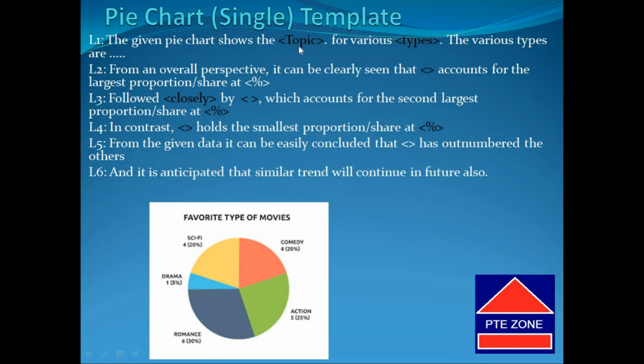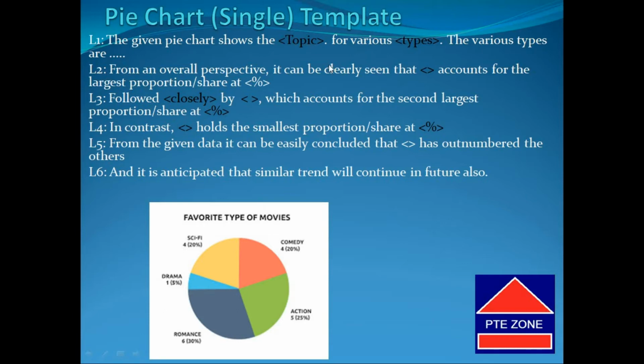The given pie chart shows the topic. So the topic would be this thing, favorite type of movies, for various types. So types would be movies. The various types are comedy, action, romance, drama, sci-fi, right? So the first line would be: the given pie chart shows the topic for various types. The various types are, you will just add up.